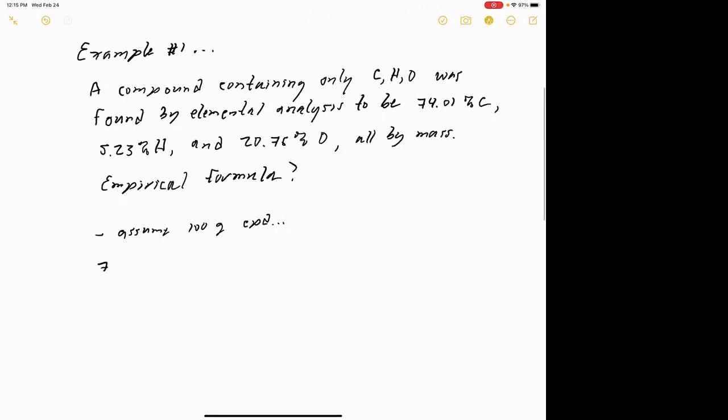Okay, so let's go ahead and write down what we've got in terms of masses. For carbon, we're 74.01%, or sorry, I'm just going to leave it as grams because we've already assumed 100 grams of compound. And what I want to do is convert that to moles. Once we got the masses, we take them to moles. Okay, so the mole is, again, always going to be our central unit here.